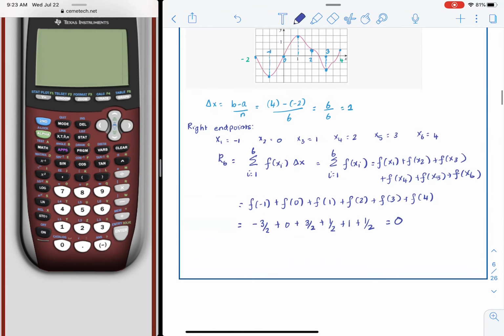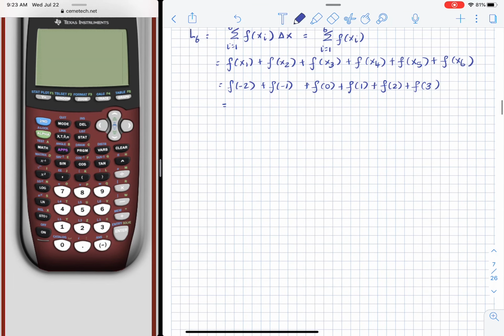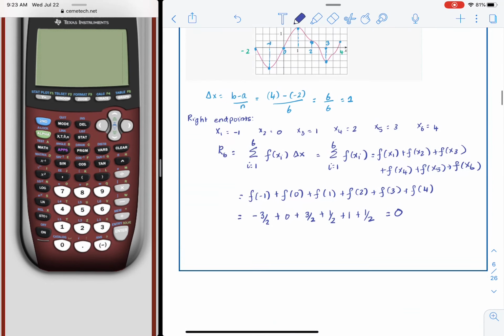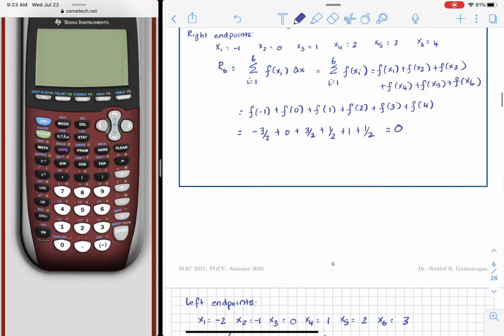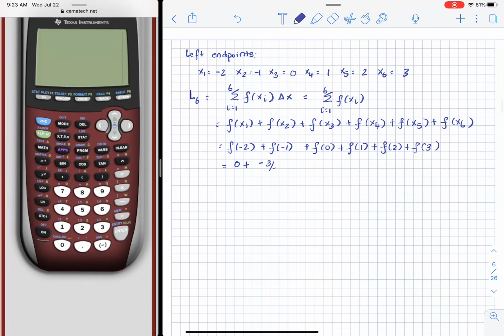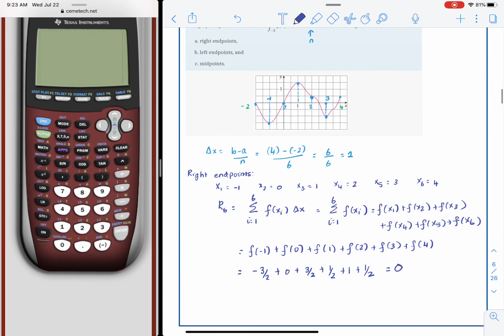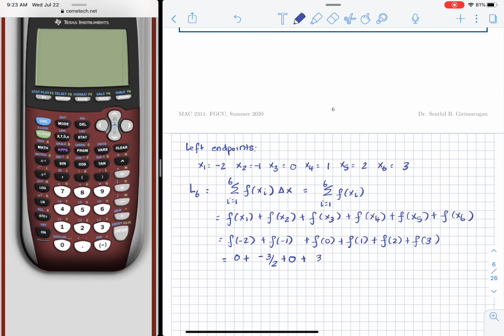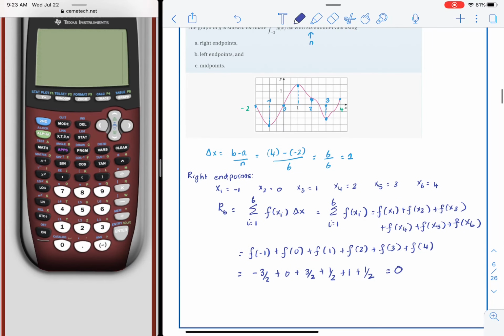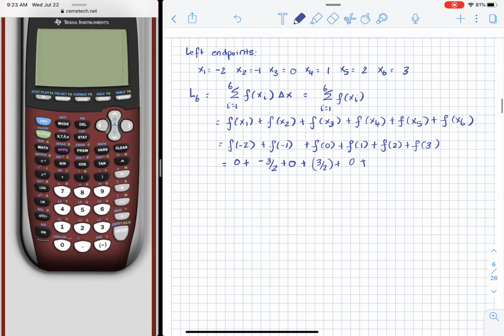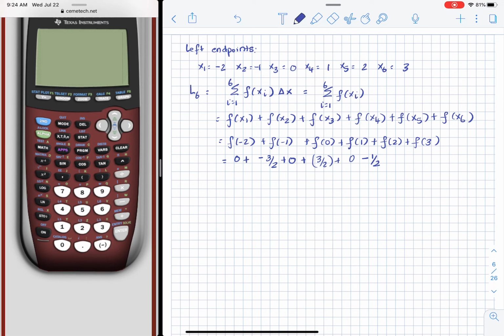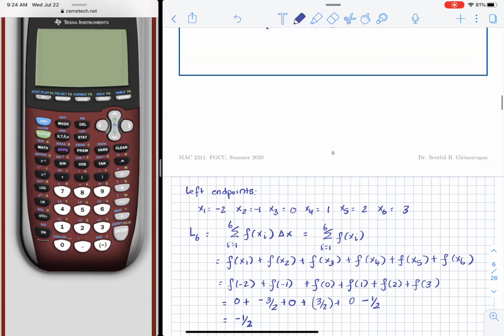f of -2 is 0. f of -1 is -3 over 2. f of 0 is 0. f of 1 is positive 3 over 2. f of 2 is 0. And f of 3 is negative 1 over 2. So the answer here is negative 1 over 2.